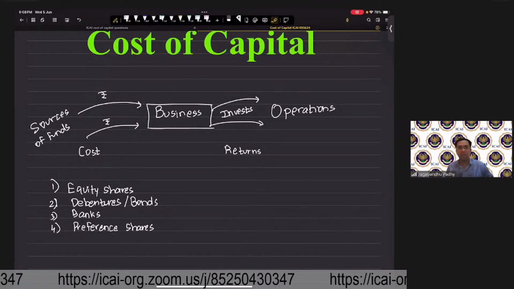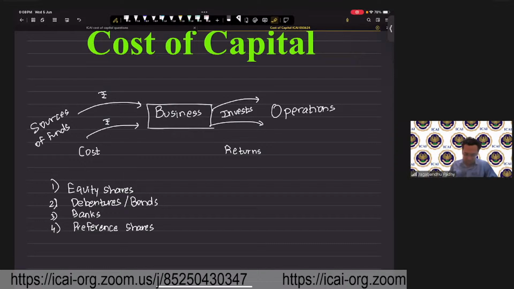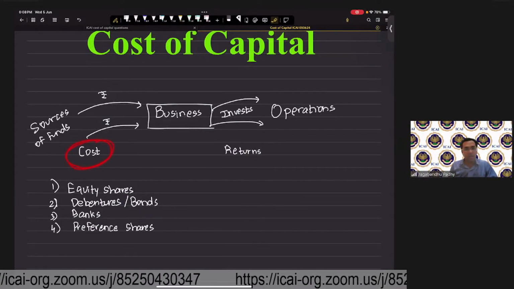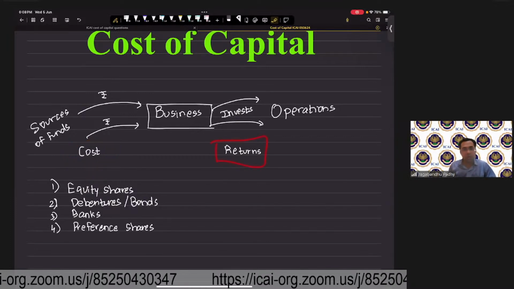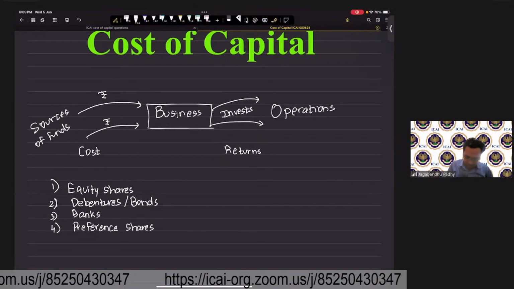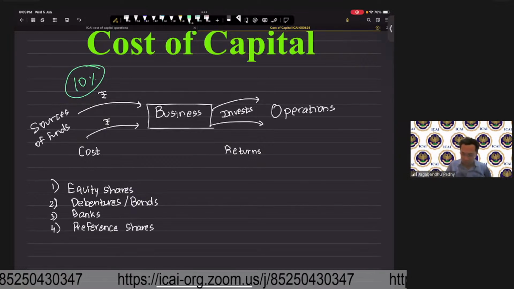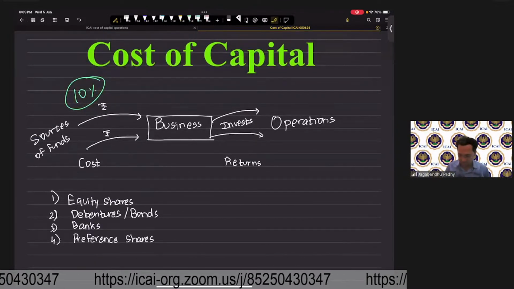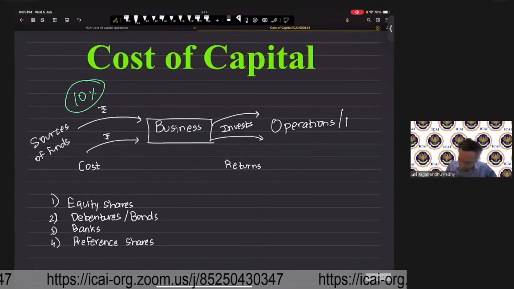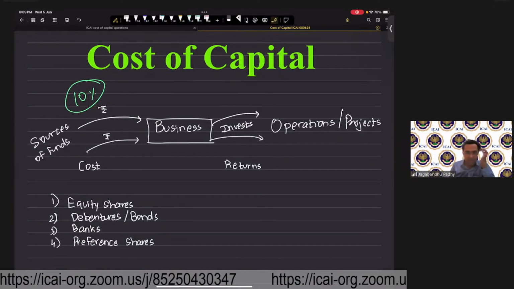Now the question is, why are we really interested in computing the cost of funds? Because understand, cost is definitely going to be a criterion to decide where you are going to invest. For example, if you are raising money from the market at a cost of, let's say, 10%, what should be the rate of return which you will expect from your investment into the operations or the projects that you are undertaking? What will be the rate of return that you would expect? Tell me.